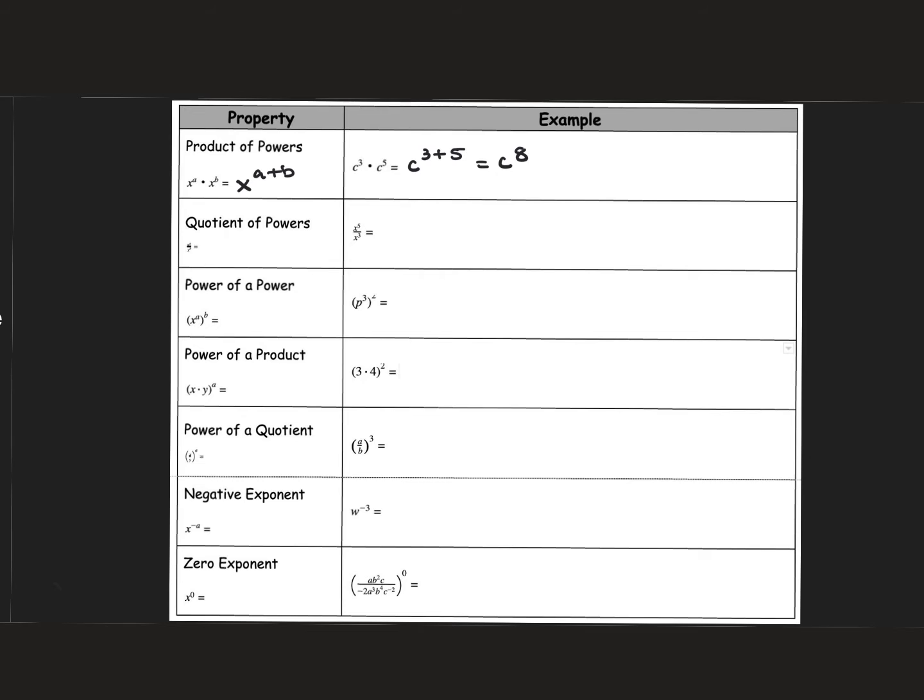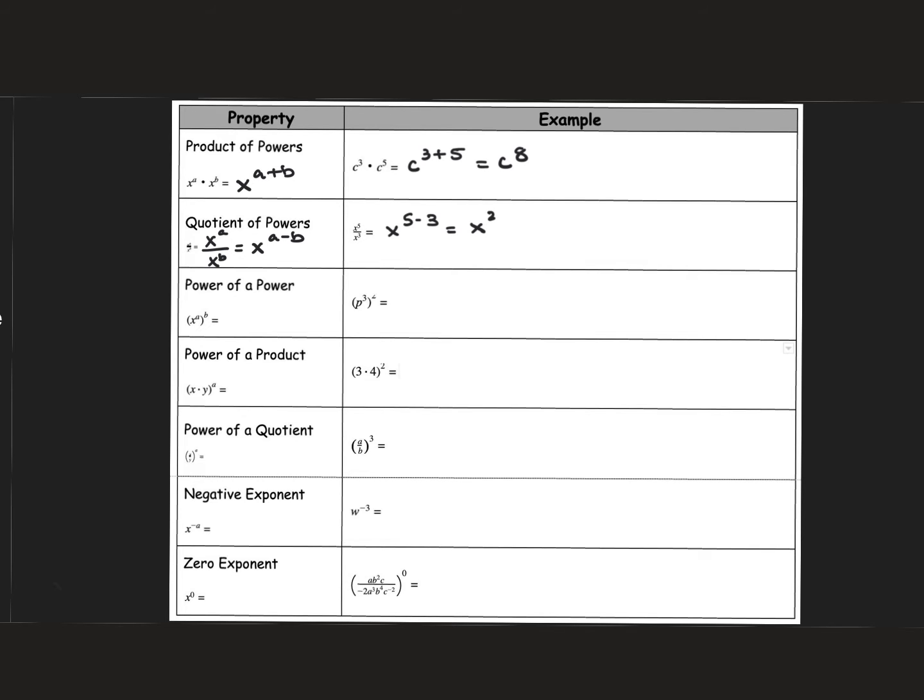All right. With the quotient of powers, and I know this is kind of small, so I'm going to rewrite it. I have x to the power of a over x to the power of b. Anytime I'm dividing like bases, I'm going to subtract my exponents. So I have x to the a minus b. So here I have x to the 5th divided by x to the 3rd. So I have x to the 5 minus 3, which gives me x squared.